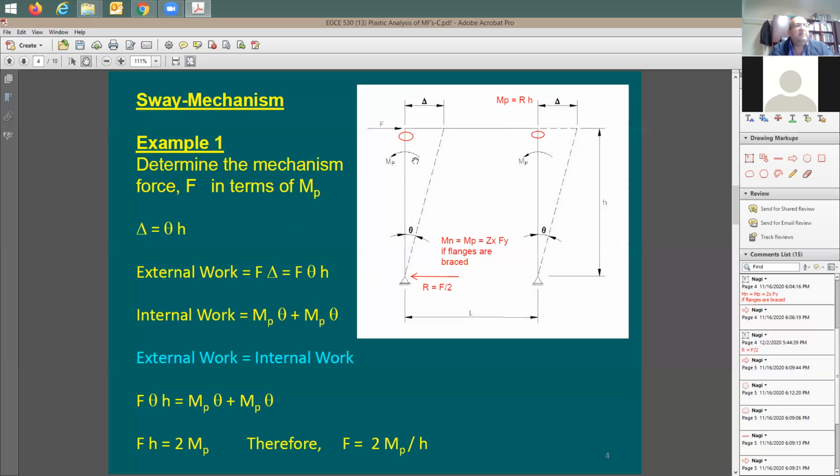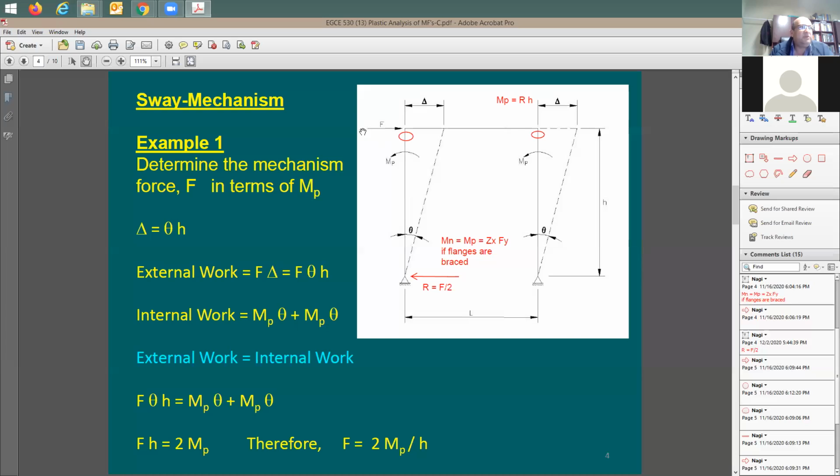So it depends which mechanism you're looking for. Are you just looking for the simple M sub P, or do you want it to be the M sub PR? In general terms, if no one mentioned anything to you about which moment to be used, it's going to be M sub P, which means ZX times F sub Y. That's it. You don't include the increase because of the expected yield strength, and also you don't include the C sub PR, which is for the strain hardening of the steel. You don't include any of that.